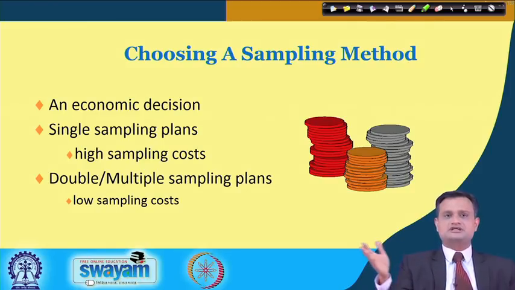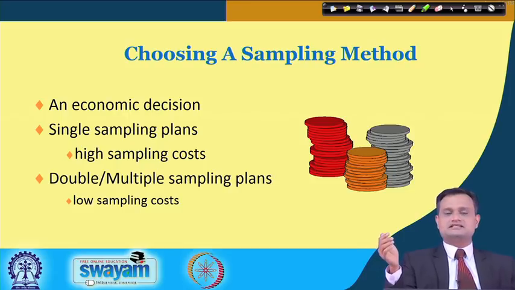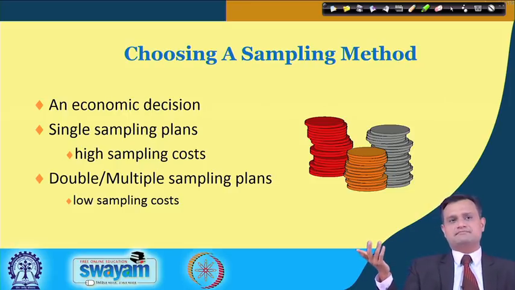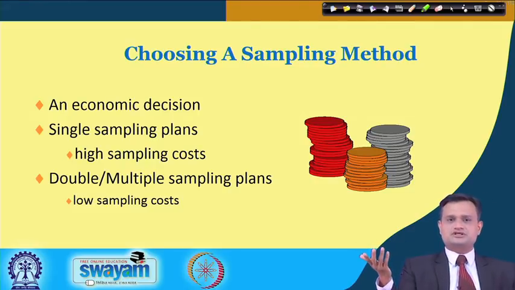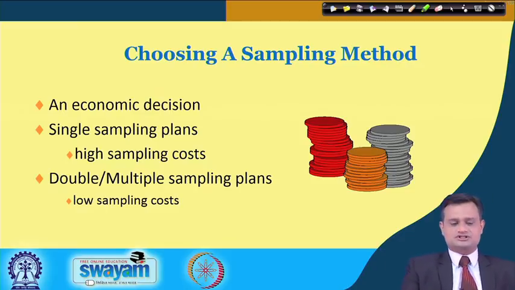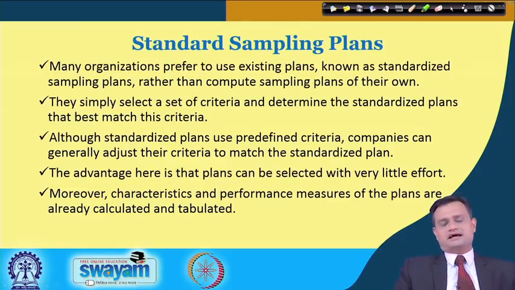So, as I mentioned, sampling helps us to reduce the cost, it is an economical decision. A single sampling plan has high sampling cost, but the administration is easy. With double sampling and multiple sampling, the sampling cost is less. So, now let us see the standard sampling plan.